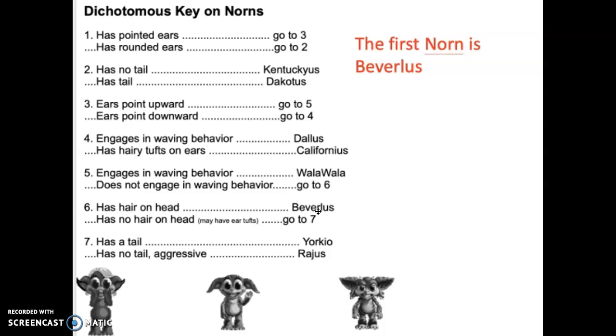Let's go on to our second one. This is our second Norn. We can see again that they have pointed ears, and we see waving behavior, and we see the ears are pointed downwards. So let's see in which direction the dichotomous key takes us. As I said before, has pointed ears, so I'm going to say yes and go to number 3 again. This time the ears are not pointed upwards, they're pointed downwards, so I'm going to go to 4. Engages in waving behavior? Actually, yes, this Norn is waving, so this Norn is called Dallas.